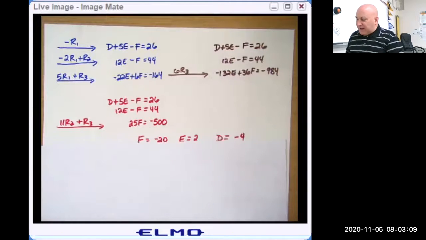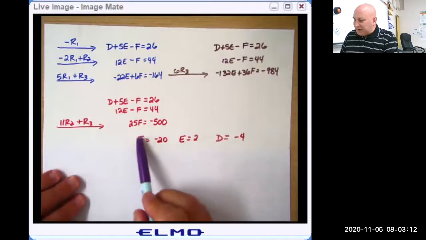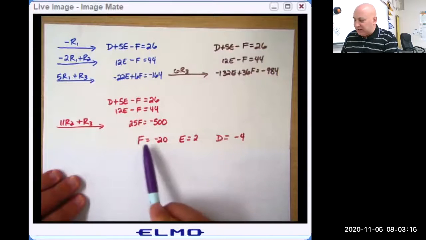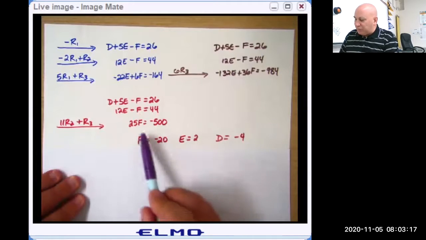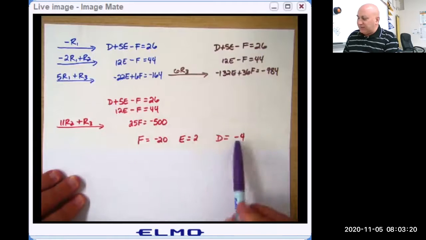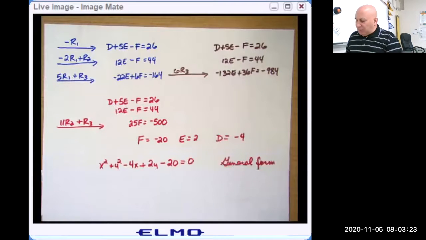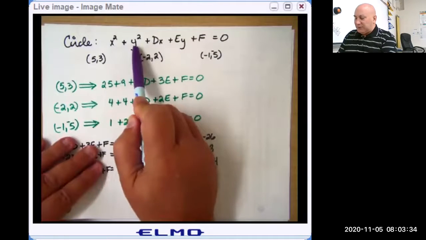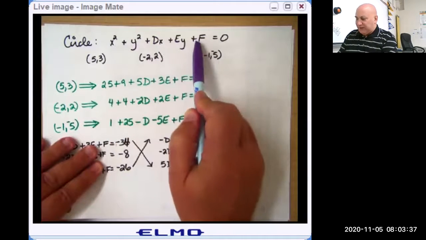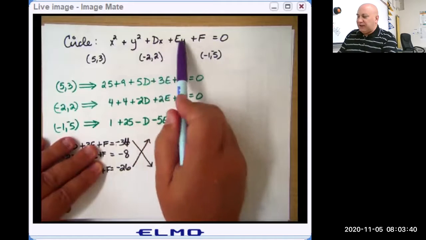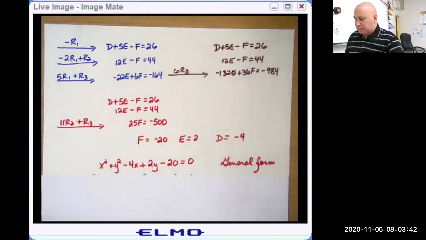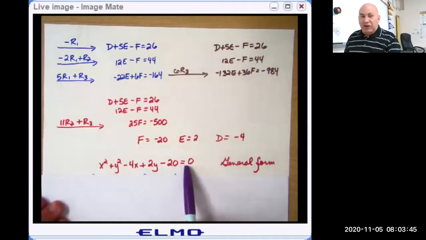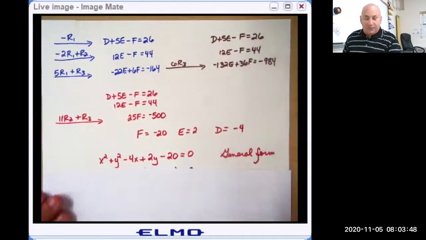I can now solve for F, and then by back substitution, I can solve for E, and by back substitution with F and E, I can solve for D. So the general form of the equation of the circle that goes through those 3 points, recall that our circle was x squared plus y squared plus dx plus ey plus f equals 0. We just solved for d, e, and f. So here's the general form of the equation of the circle.